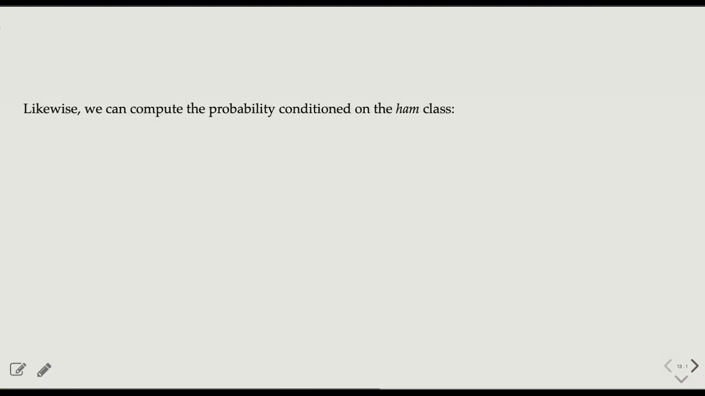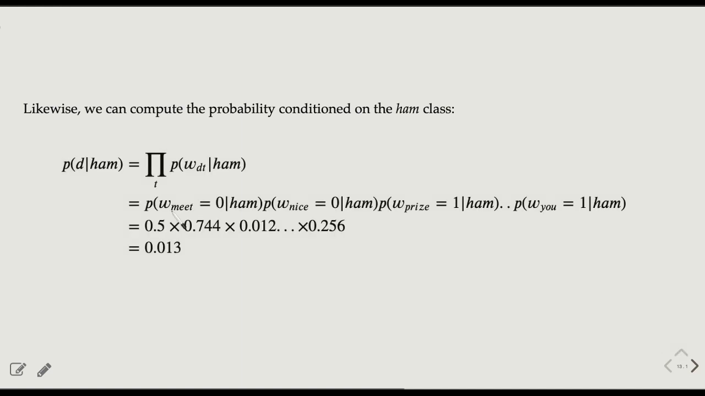Okay, so we can do likewise to compute the probability that a ham email will have this exact configuration of the terms in the document. And so the result is the product of the individual probabilities given a ham email. In this case, we are going to get the conditional probability conditioned on ham to be 0.013.